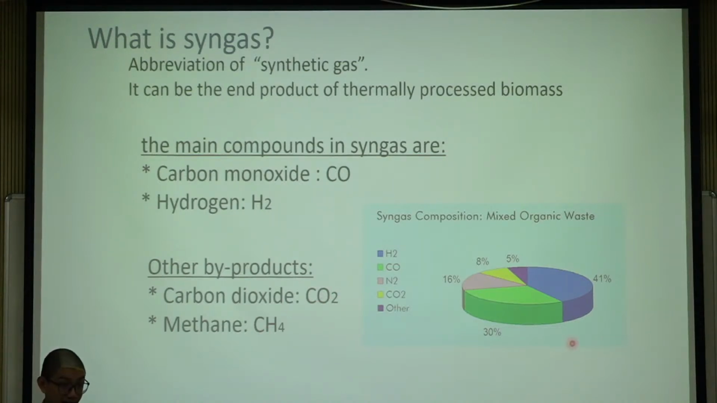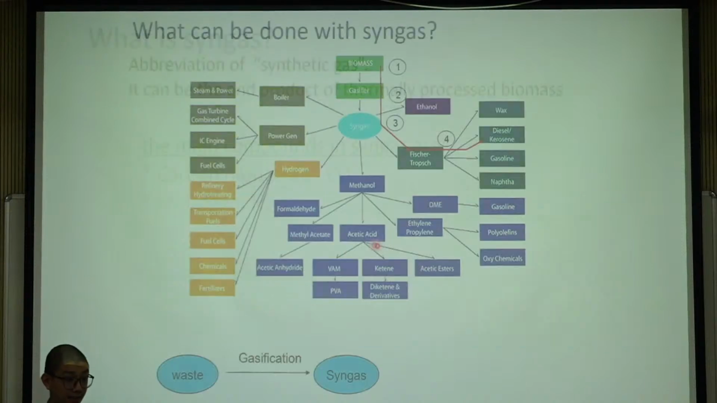Normally, from organic waste, which is biomass, most of the biomass will produce 40% hydrogen, maybe 30% CO, and some percentage of methane gas and other types of gas. So this is the syngas. So this is the pathway for the syngas. After you produce the syngas, what can you do with it?